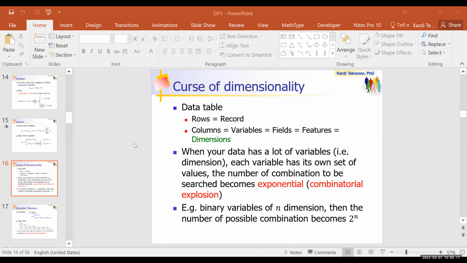So when you have a lot of variables, each variable has its own set of values. Okay? The number of combinations to be searched becomes exponential. So this is called combinatorial explosion. Okay, so even if you have only two values, a binary variable of n dimensions, okay, the number of possible combinations becomes 2 exponent n. Okay.